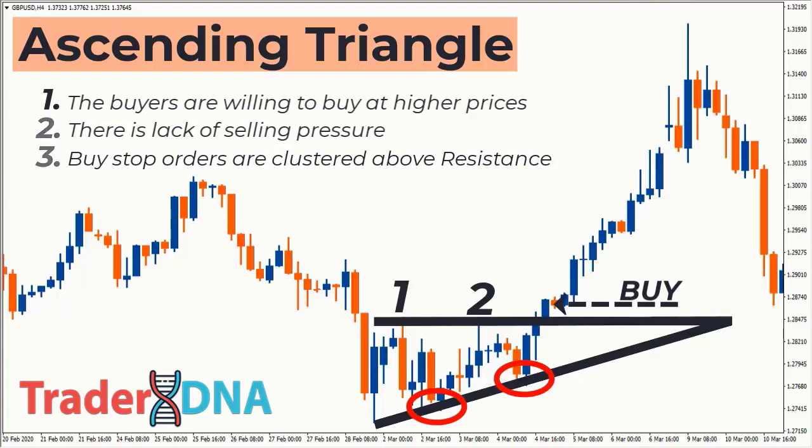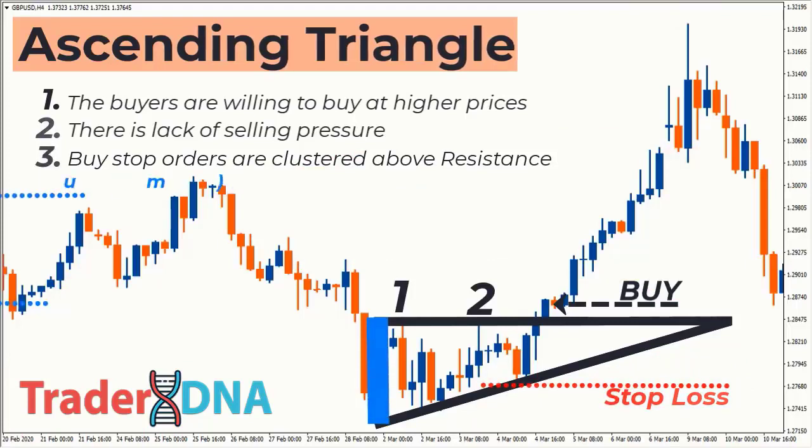So, where should you put your stop loss? A stop loss could be placed just below the lower trend line. Your profit target goes the same distance away as the back of the triangle.